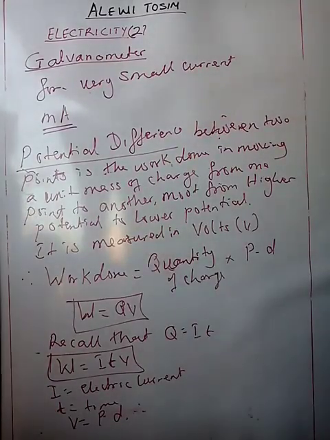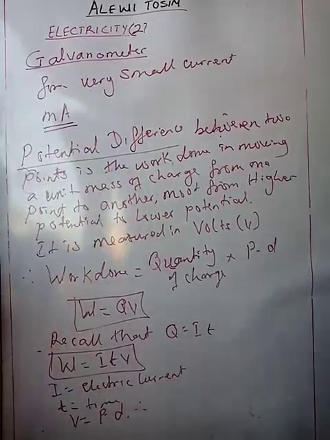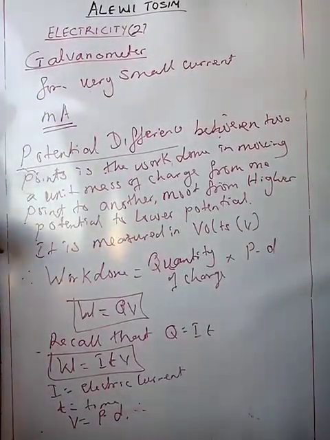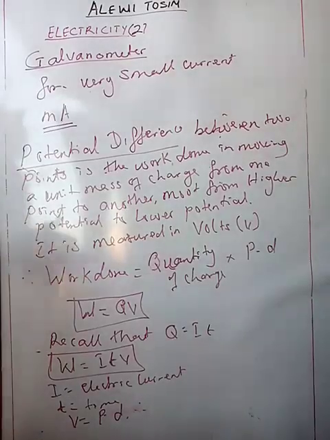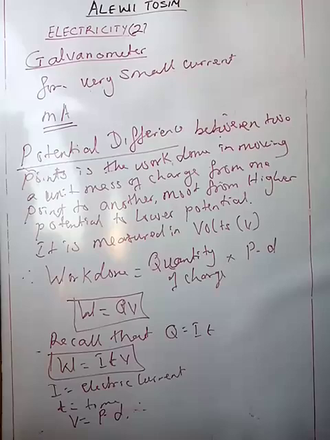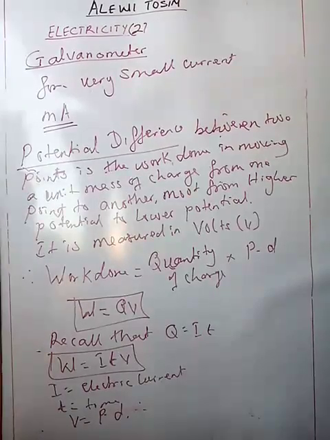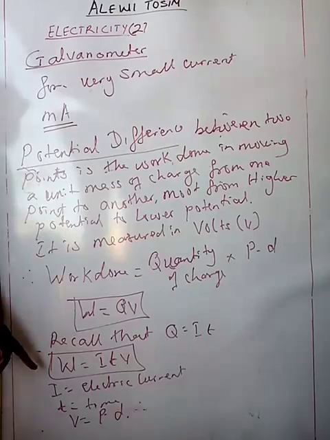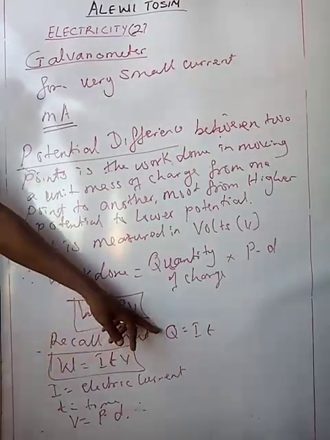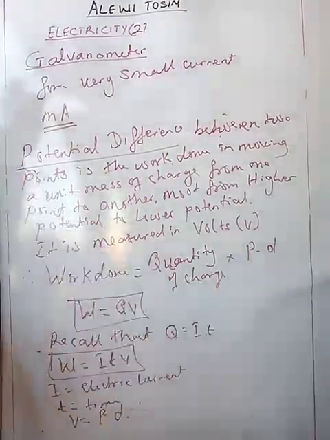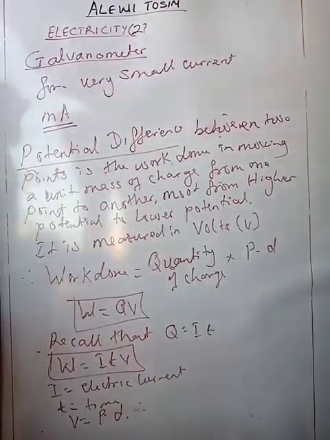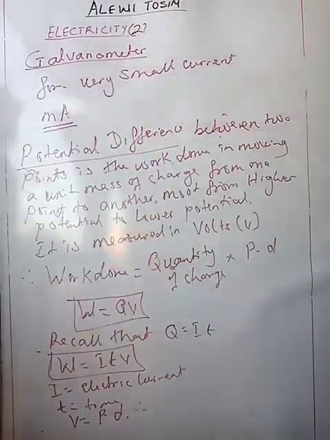That is that for potential difference. We said it is the work done in moving unit mass of charge from one point to another, mostly from higher potential to lower potential. We said it is denoted by what? By V. V is measured in what? In volts. And we said work done is given as quantity of charge times your potential difference, which is W equals QV. And that gave us this formula. When we recall that Q is equal to IT, then we say that our W is equal to ITV.